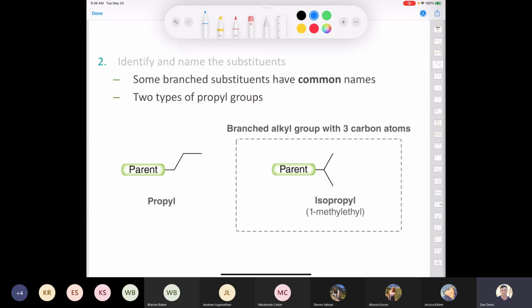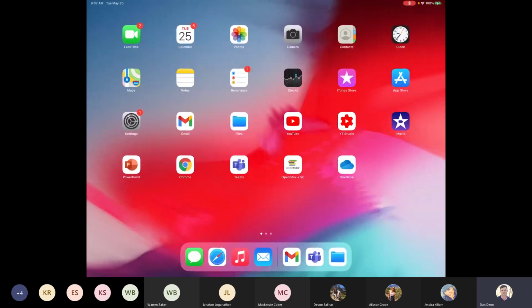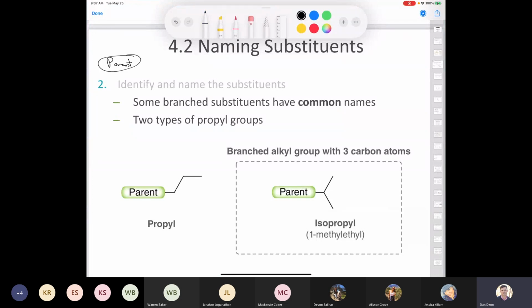Now, what you're going to spend most of your time concentrating on between now and the quiz on Chapter 4 would be the common names of substituents, right? I already showed you that if you have a parent like this, and if you only have a CH3 attached to it like that, that's called a methyl. There's only one way to arrange that. If you have a parent like this, and if you have CH2, CH3 attached to it like this, that's called an ethyl. And there's only one way to arrange that as well, a methyl and an ethyl.